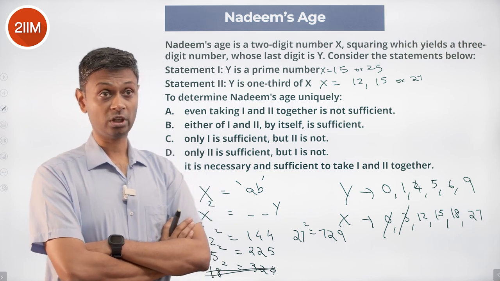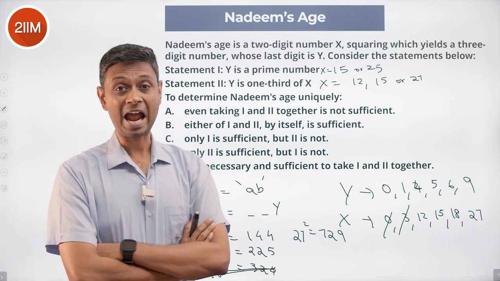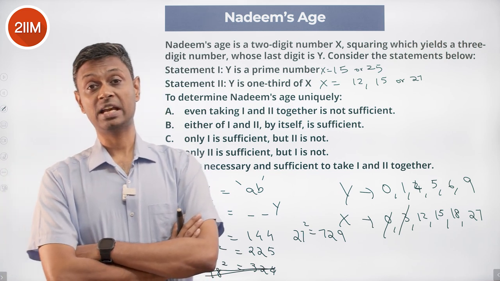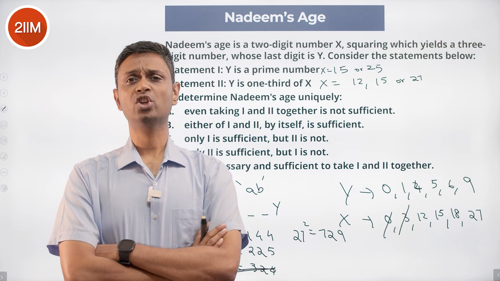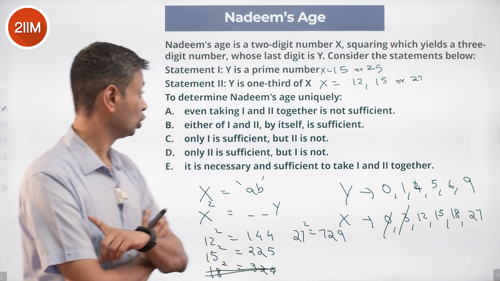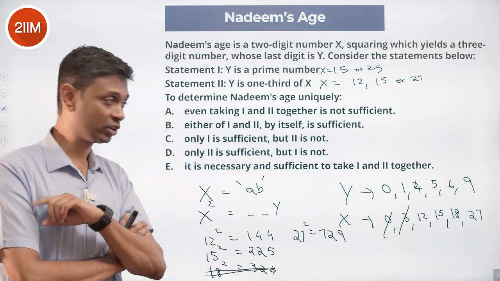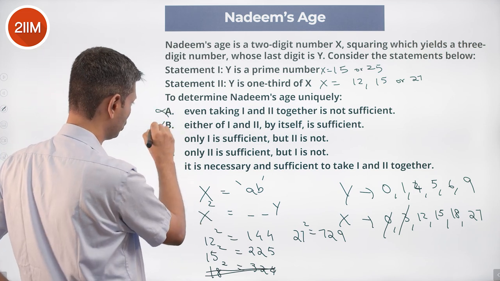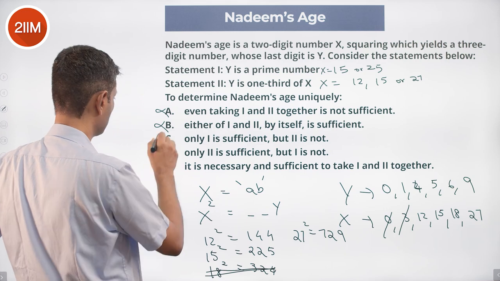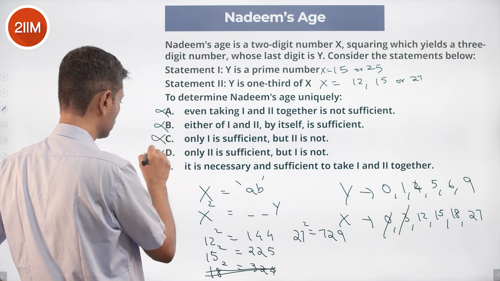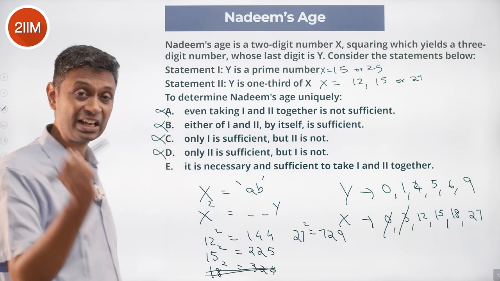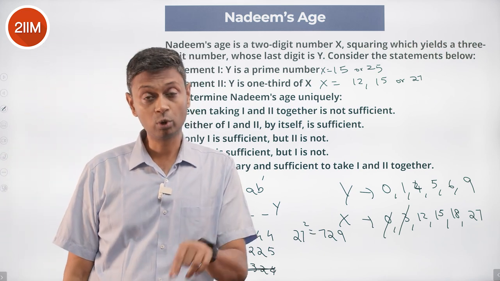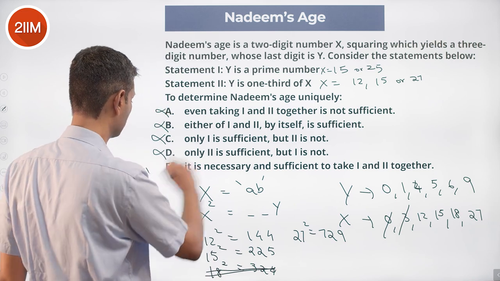But if you put both together, if we know Y is a prime number and we know Y is 1/3 of X, then we can say Y has to be 5, X has to be 15. 15 square is 225. That works. So both 1 and 2 together is sufficient. 1 alone is not sufficient. 2 alone is not sufficient. It's necessary and sufficient to take 1 and 2 together. Both together, enough. Lovely teamwork. C works.